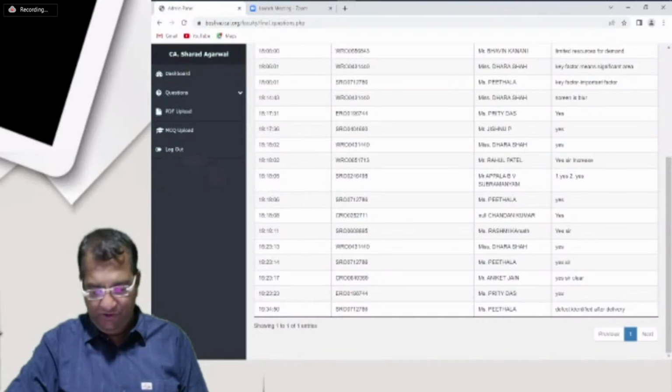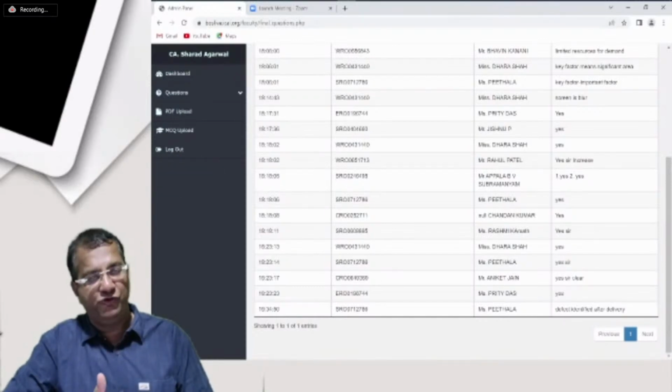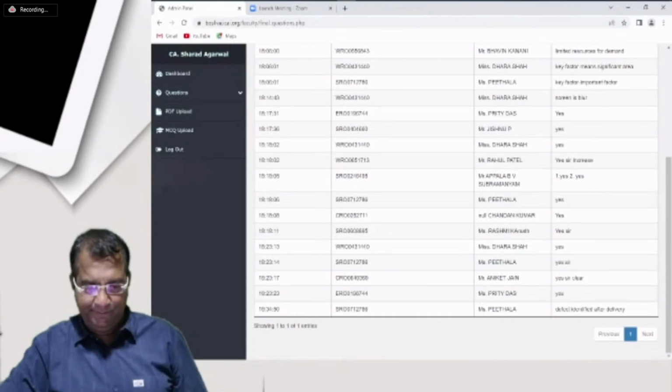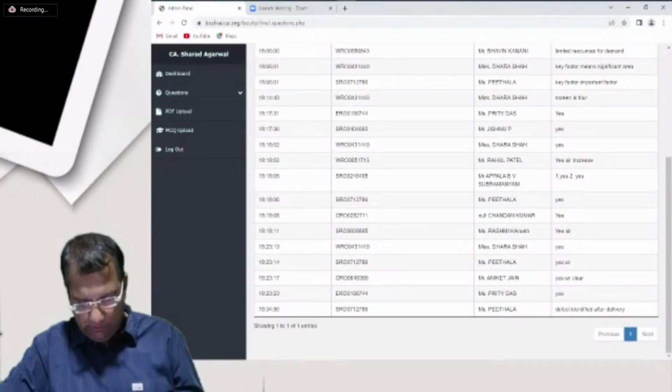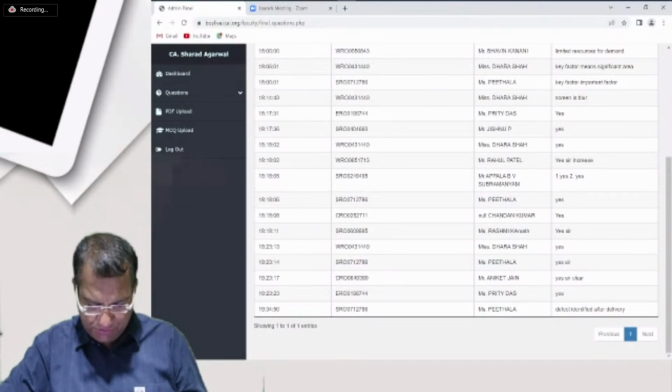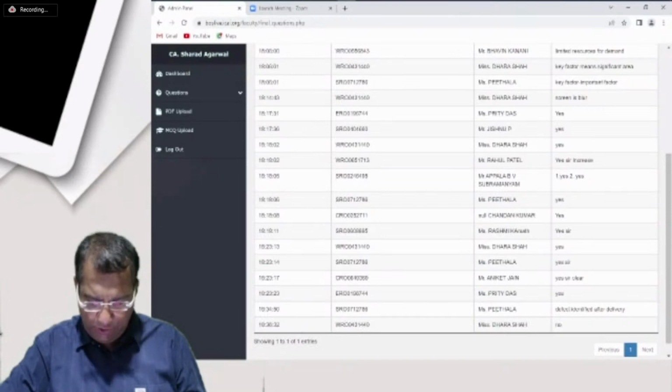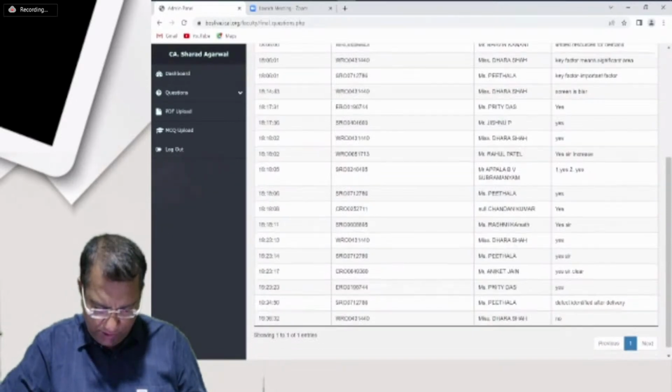Any doubt, beta? Please revert with yes or no so that I can proceed. Preeti, Aniket, Dhara, Rashmi, Chandan Kumar, Apala, Rahul Patel. Any doubt, beta? Okay, no doubt, Dhara Shah.